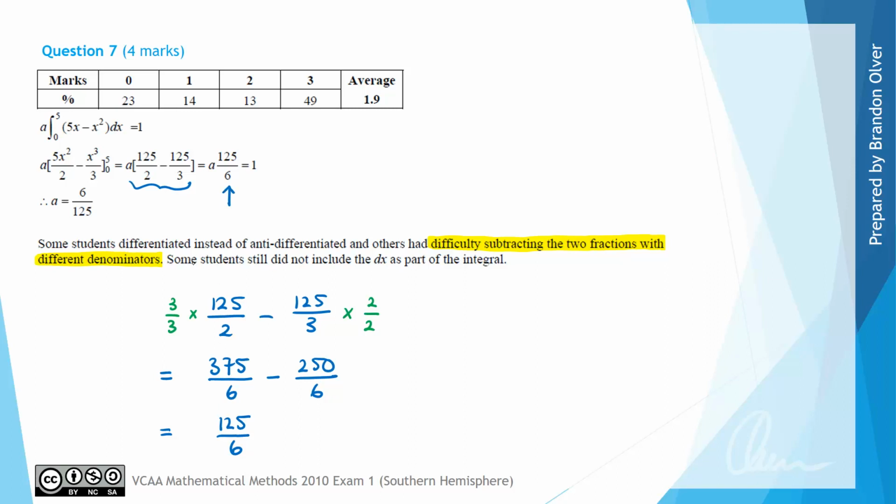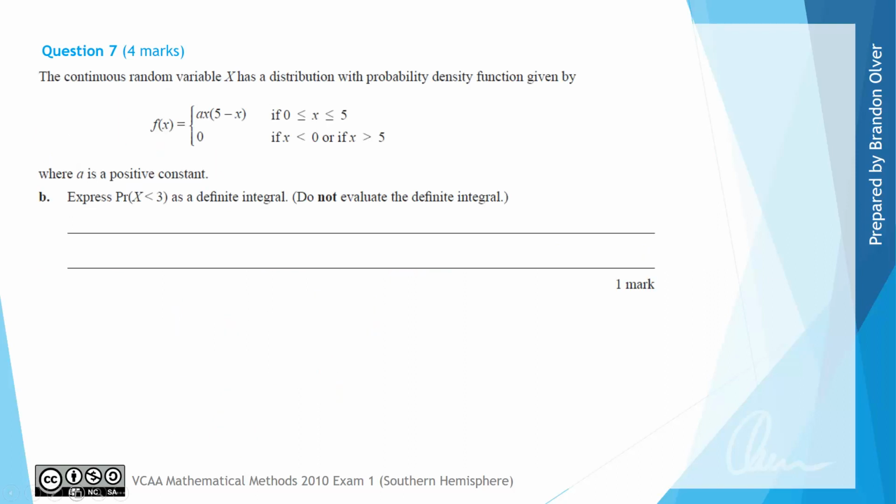Another issue that some students had was not including the dx as part of the integral. That's this dx here, which must be included, or that's not actually a correct statement that you've made. For part B, we're asked to express the probability that x is less than 3 as a definite integral, and we're told that we do not need to evaluate that definite integral.